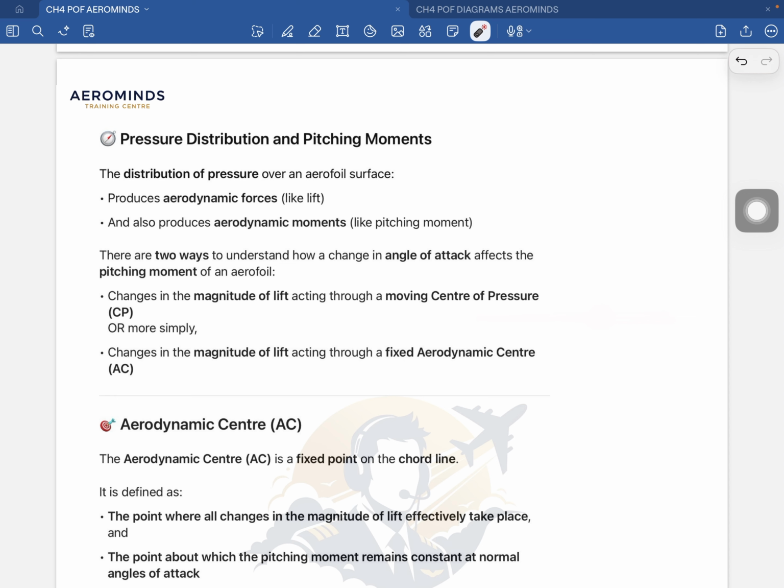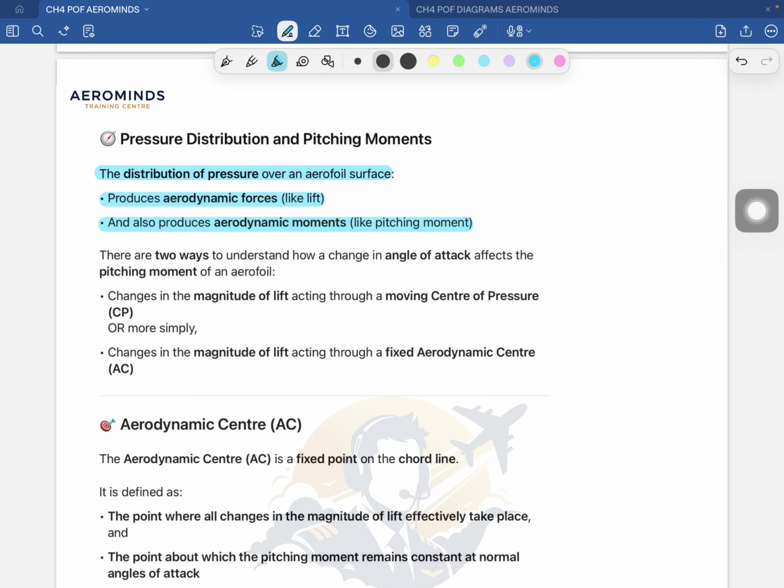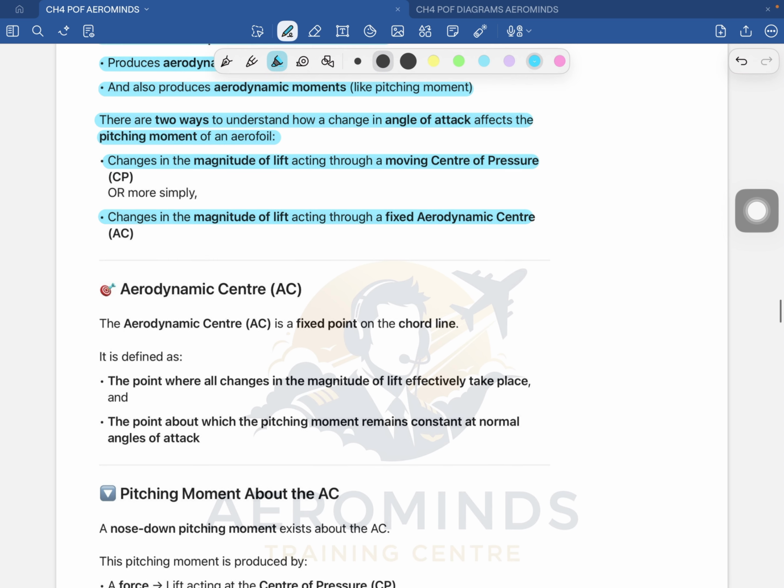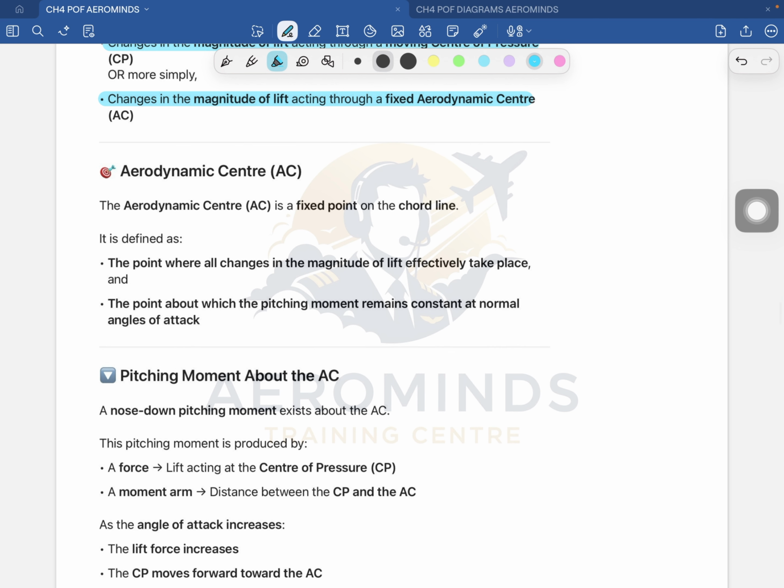So, the distribution of the pressure over an aerofoil produces aerodynamic forces, which is lift, and also produces aerodynamic moments like the pitching moments, nose up or nose down. There are two ways to understand how a change in angle of attack is affecting the pitching moment of an aerofoil: the change in the magnitude of the lift acting through a moving center of pressure, or more simply, the change in magnitude of the lift through a fixed aerodynamic center, which is AC. We'll understand clearly what AC is.